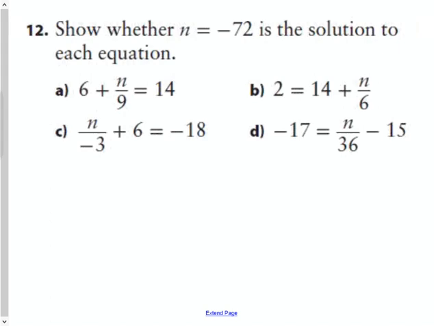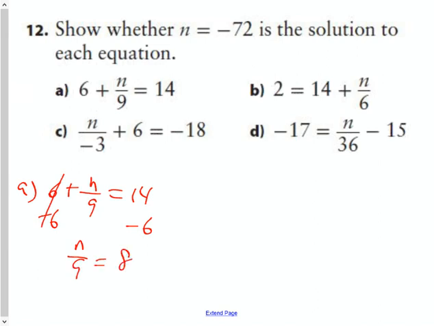We're going to go right on to question 12. And question 12 says, is n equals -72 the solution to each equation? So there's two ways you could solve it. You could actually take A, and you could just solve it if you wanted to. And if you solved it, n equals 72 is not -72, so I could say no, n is not -72.